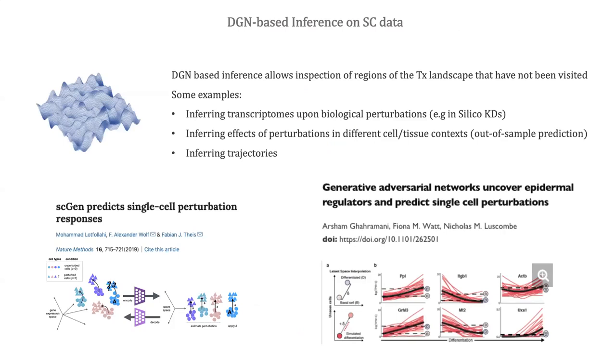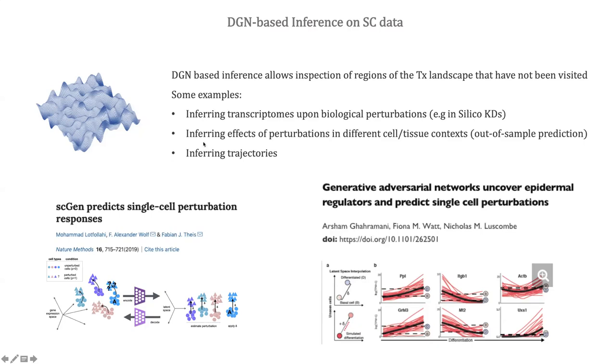And what's the advantage of having such a representation? Well, if you had a good estimation of this generative process of your data, then you can do inference. And what would be some examples of doing inference on such manifolds? You can, for example, infer transcriptomes upon biological perturbations. So you can ask questions like, how would the cell look if I perturb a particular gene? How would the rest of the genes be affected by such a perturbation?